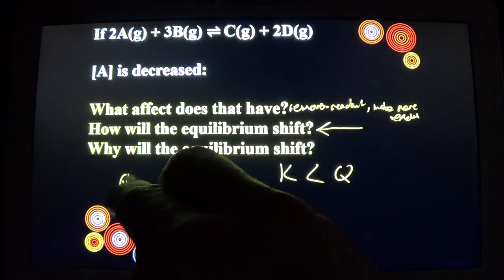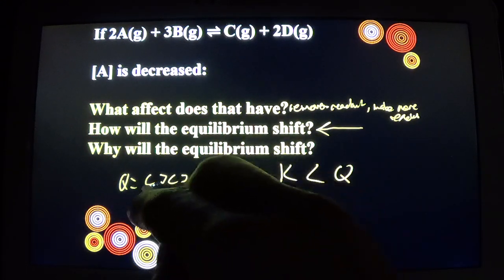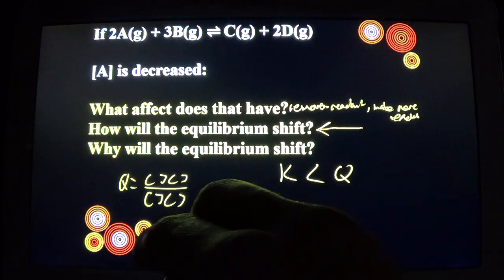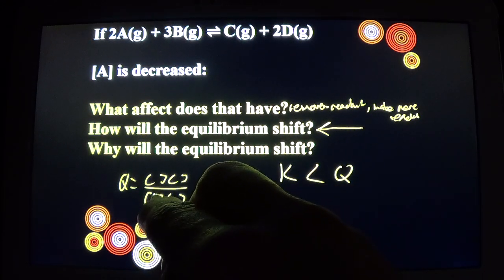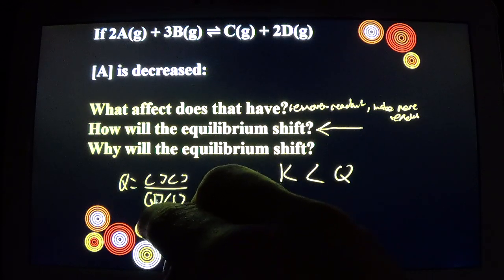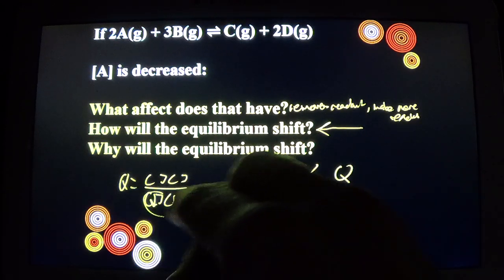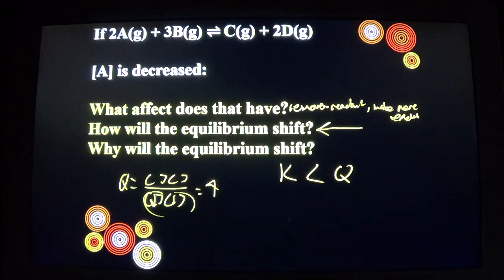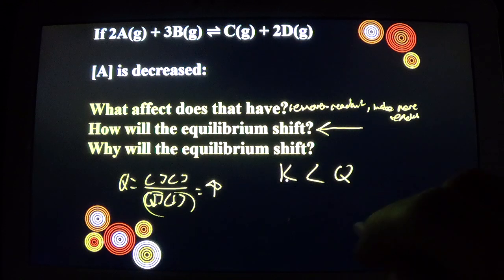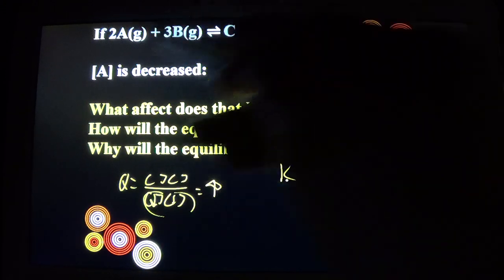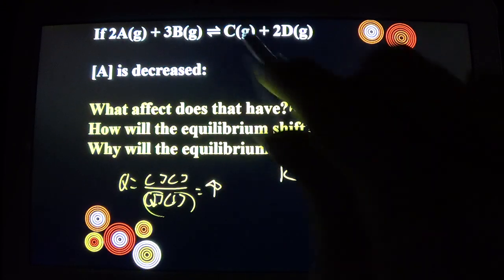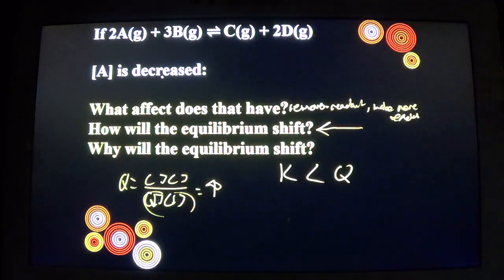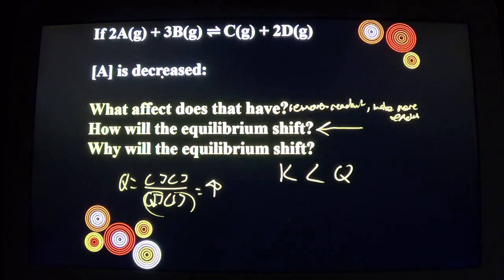Again, if you need that little doodle, products over reactants, if I remove A, I'm making the denominator smaller there. When I make the denominator smaller, that makes the fraction larger. So Q became greater than K, and we'll need to shift to the left, shift from products to reactants, use up some products to make more reactants, all the same ways of saying the same thing, in order to reach equilibrium again.